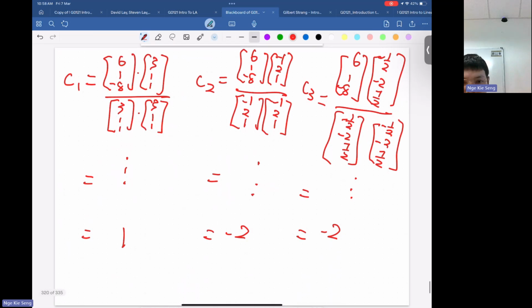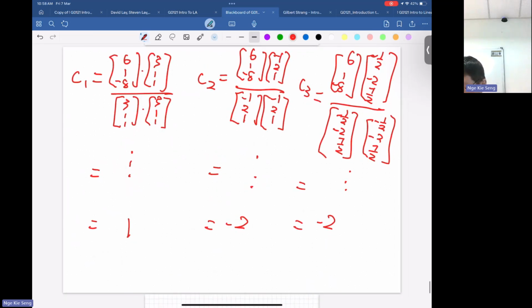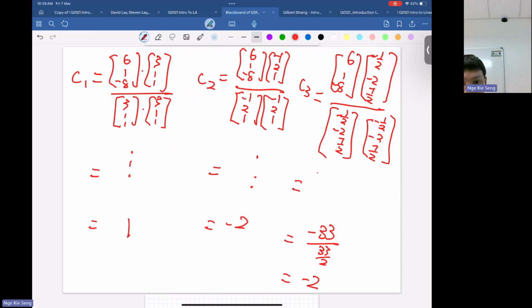Okay. Let me write down the calculation you did here. Should be -33 over 33 over 2. Really? Okay, let's write down one more step here. Should be -3 minus 2 minus 28 over 1 over 4 plus 4 plus 49 over 4.